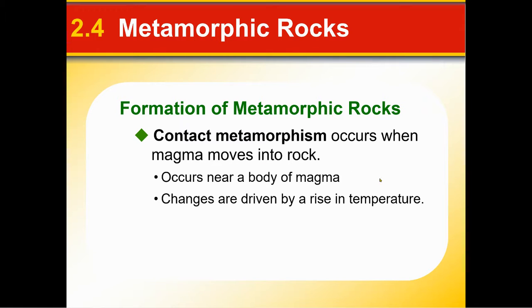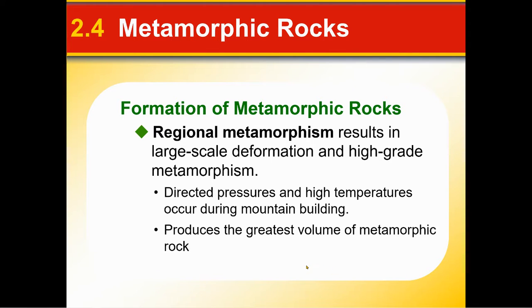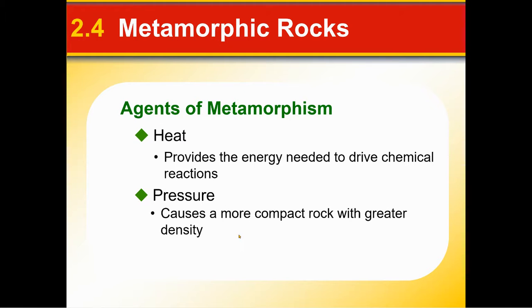There are different types of formation. There's contact metamorphism. This occurs when magma moves into a rock. It occurs near a body of magma, and changes are driven by a rise in temperature. And then we have regional metamorphism. This results in large scale deformation and high grade metamorphism. Direct pressure and high temperatures occur during mountain building, for example. This would be regional metamorphism. And this produces the greatest volume of metamorphic rock.